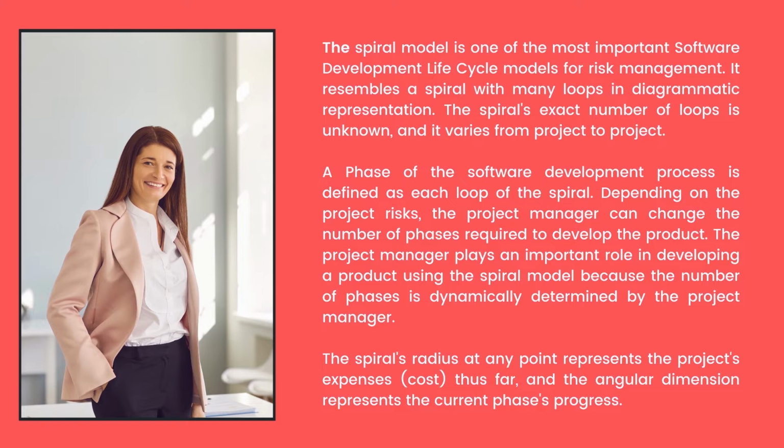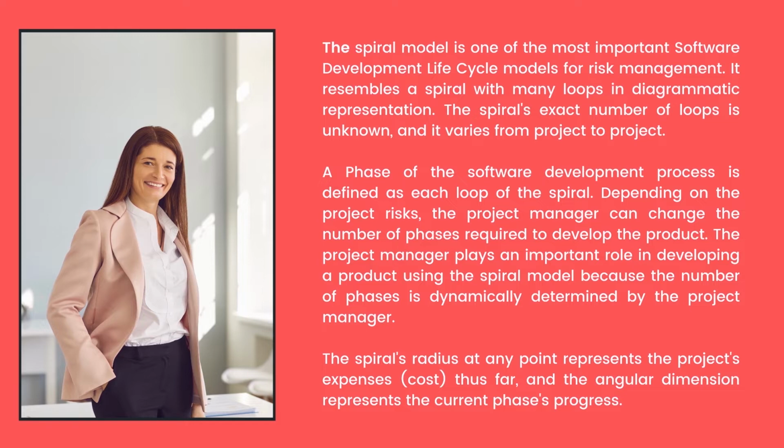A phase of the software development process is defined as each loop of the spiral. Depending on the project risks, the project manager can change the number of phases required to develop the product. The project manager plays an important role in developing a product using the spiral model because the number of phases is dynamically determined by the project manager.